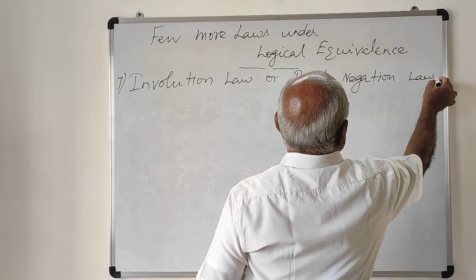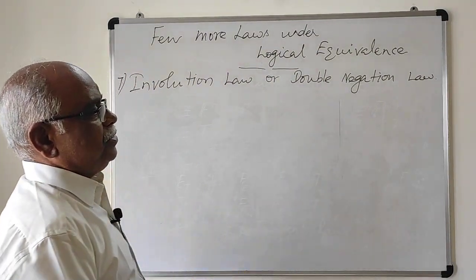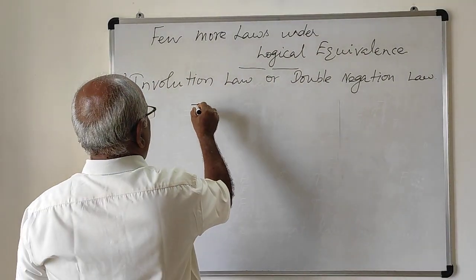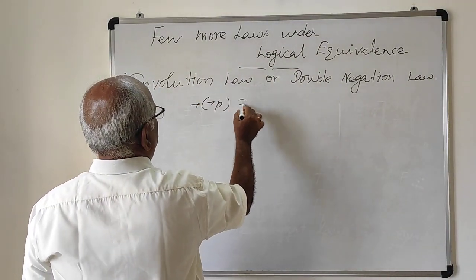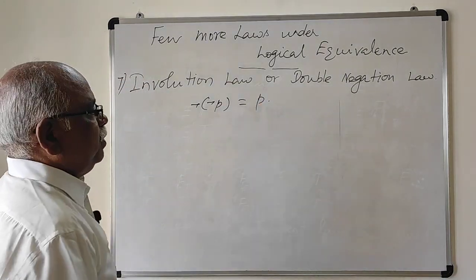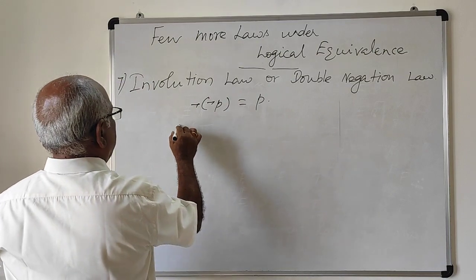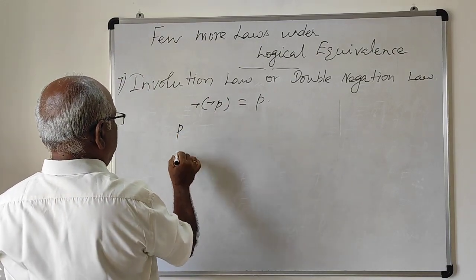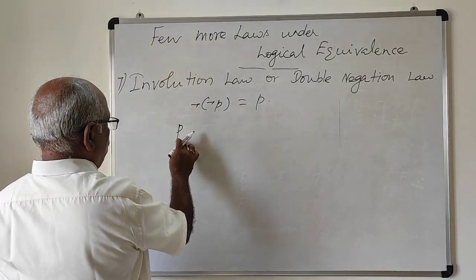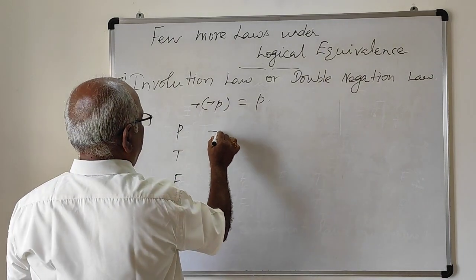Double negation law. Double negation law means negation of negation. Negation of negation P is the statement P itself. For that, the truth table for P consists of truth values T and F only.